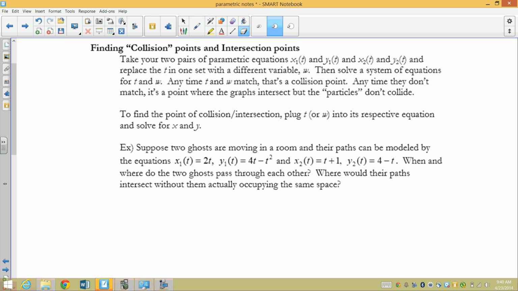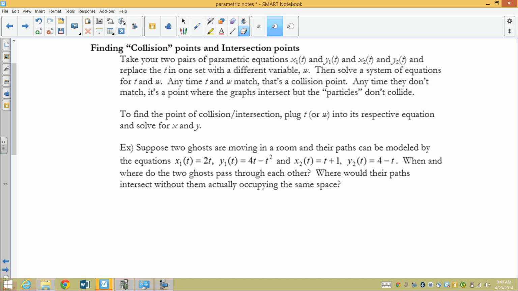So on page 2 of your parametric notes, the first thing we start talking about is collision points versus intersection points. And basically the power of these is, think about when you are flying in an airplane. If somebody goes from, let's say, Ohio to Texas, and somebody else goes from San Francisco to Myrtle Beach, the paths of their planes are going to cross, but hopefully their planes are not going to collide in the air.